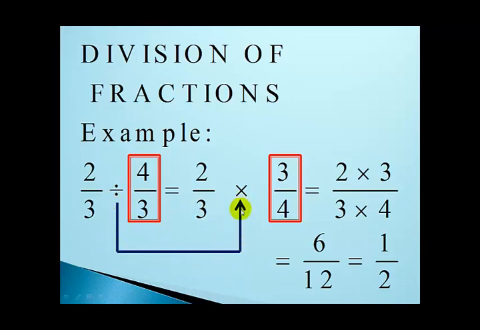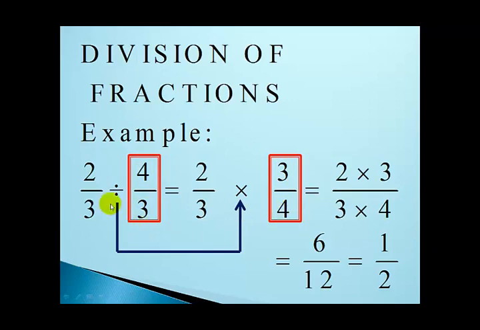And as soon as you change the division sign to multiplication, take note that with this fraction, the denominator now becomes the numerator, and the numerator now becomes the denominator. So instead of 4 over 3 it is now 3 over 4. Why?